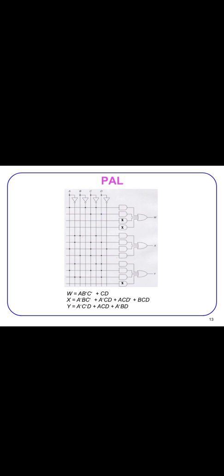Now these AND gates, which are programmable, have the right of entry for the normal as well as the complemented variable inputs. In the above logic diagram, the available inputs for each AND gate are A, A dash, B, B dash, C, C dash and D, D dash.